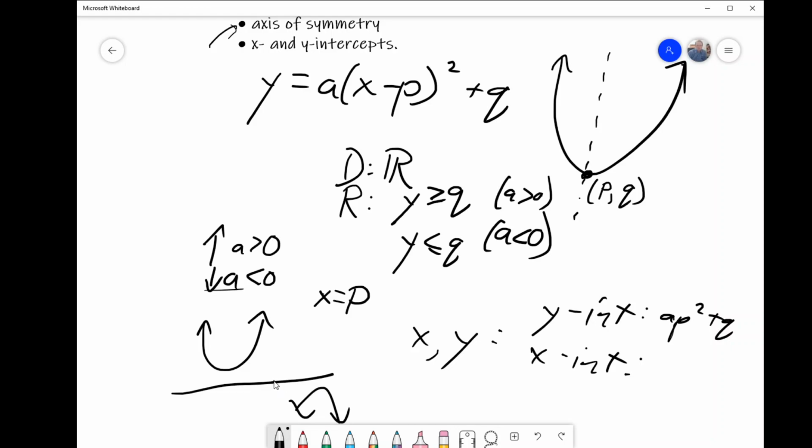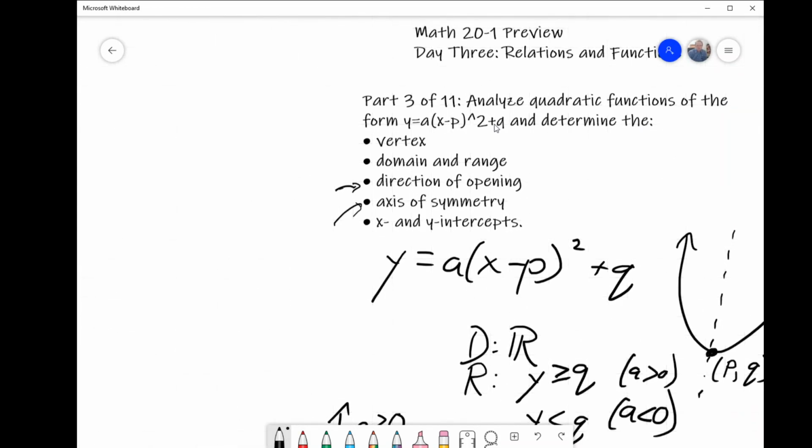If the vertex is on the x-axis, you're only going to have one intercept, and that is the coordinate of the vertex. If it's anywhere else, you will have two. So if it opens up and starts below, or if it opens down and starts above, then you will have your two intercepts. So it's finding the x-intercepts that is going to be the biggest challenge in this set.